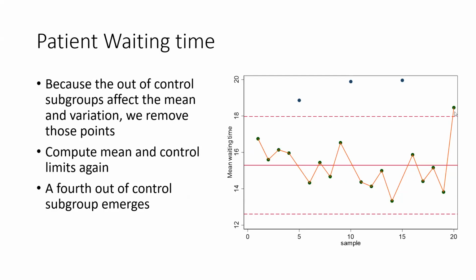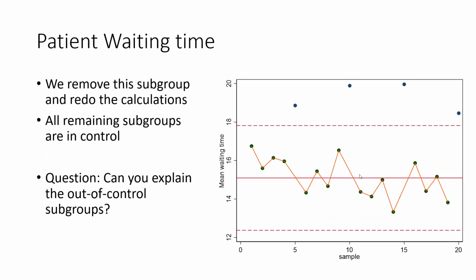Now we have to do this again. So I take this point out and then compute everything based on the remaining 16 points. And now we get something that is nicely in control. Of course, we have the 4 out of control points up there. Question for you. Can you explain these 4 out of control subgroups?